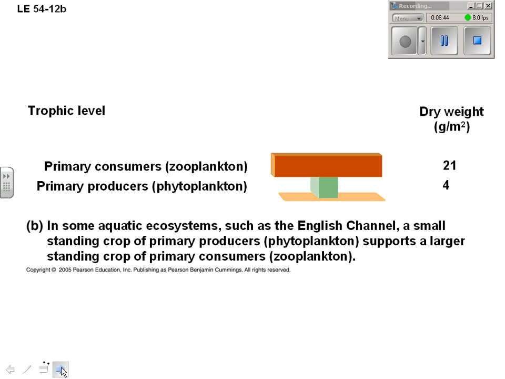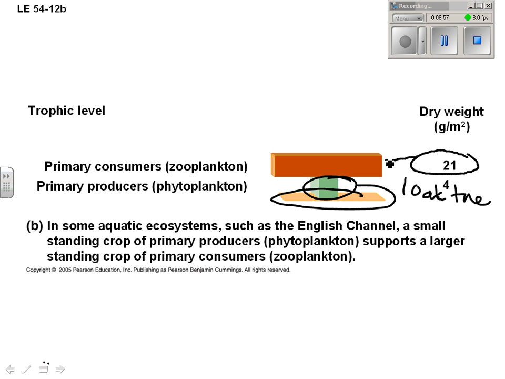Sometimes you get an inverted pyramid like this, where, let's say, I don't want to use the plankton idea, let's say this was an oak tree down here. So you have one oak tree that can feed lots of primary consumers.